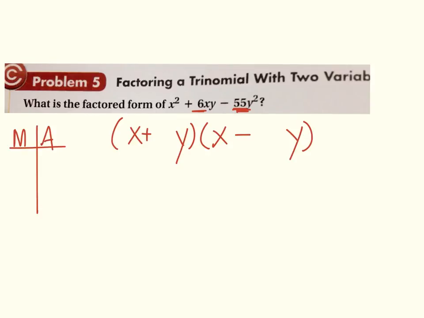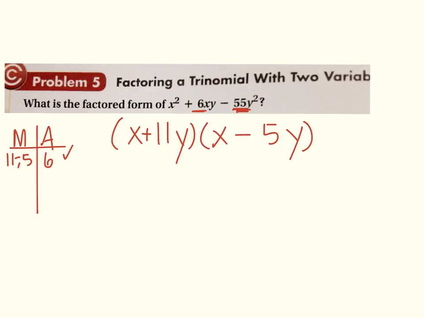55, 11 and 5 stand out to me. They multiply to give me 55, I know. And since the middle number's positive, the bigger number's positive, so that's going to be negative 5. And what's 11 plus negative 5? It's 6. So that's going to be my numbers. I'm going to do plus 11y minus 5y.